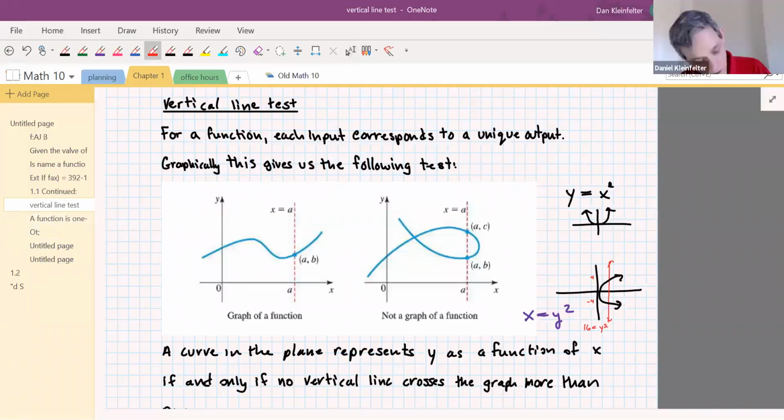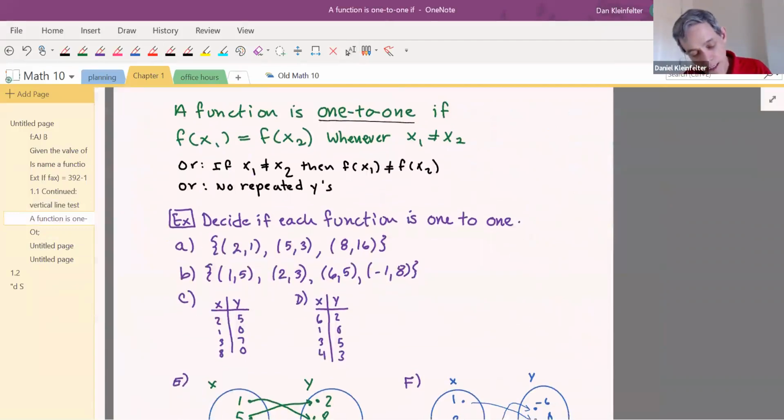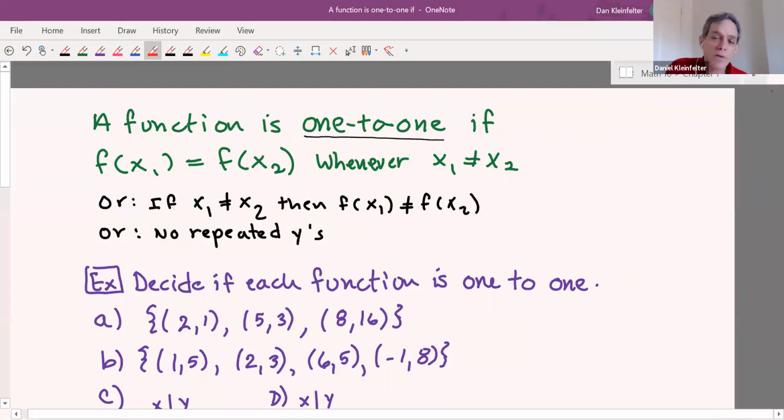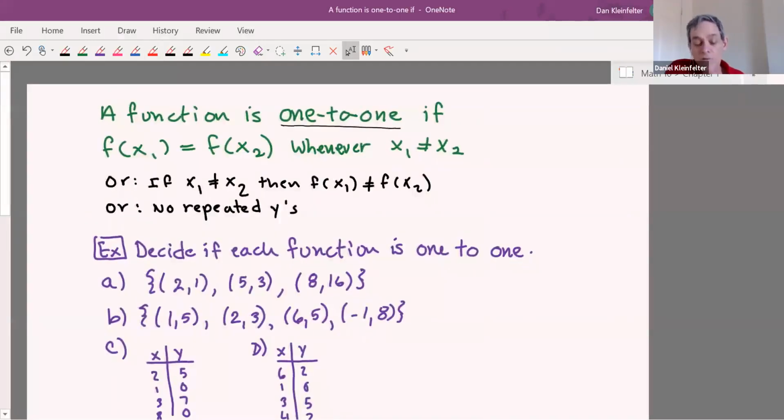Okay, another attribute of functions that we're interested in is the idea of a function being one-to-one. So in symbols, what it means for a function to be one-to-one is if x1 and x2 are 2 distinct x values, and f of x1 equals f of x2, then it must really be that x1 and x2 are the same. This is a kind of fancy math way of saying that if you have 2 outputs that are the same, then their inputs are necessarily the same, or that there are no repeated y values.